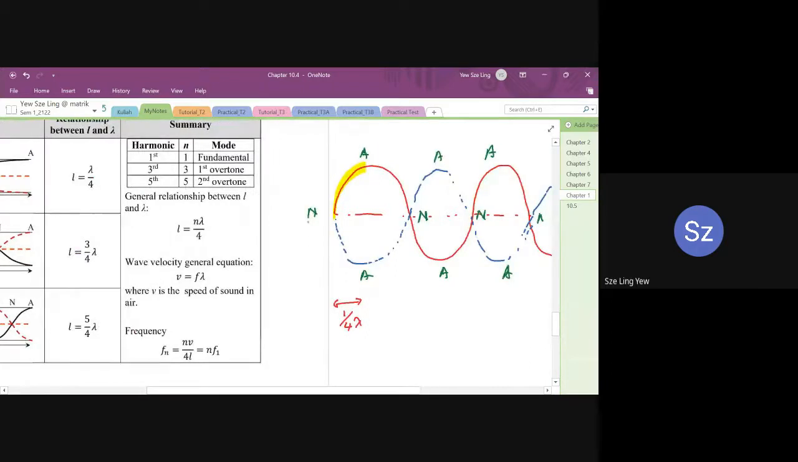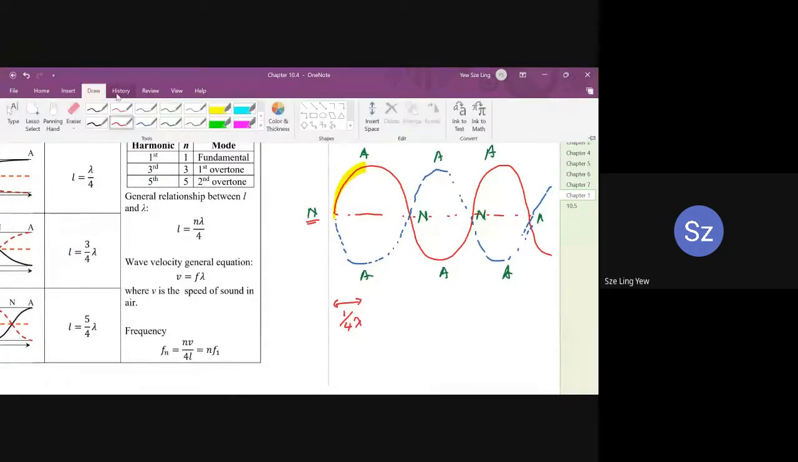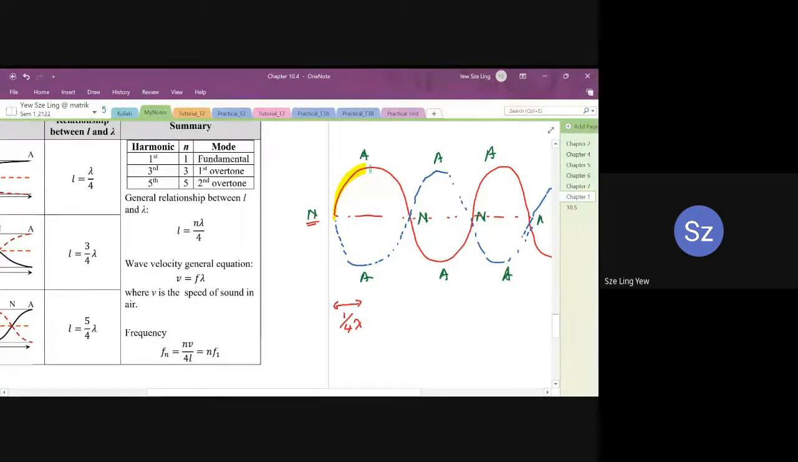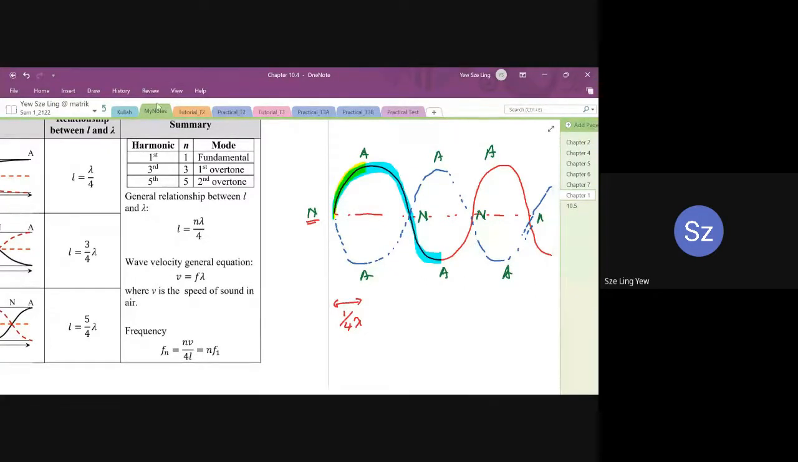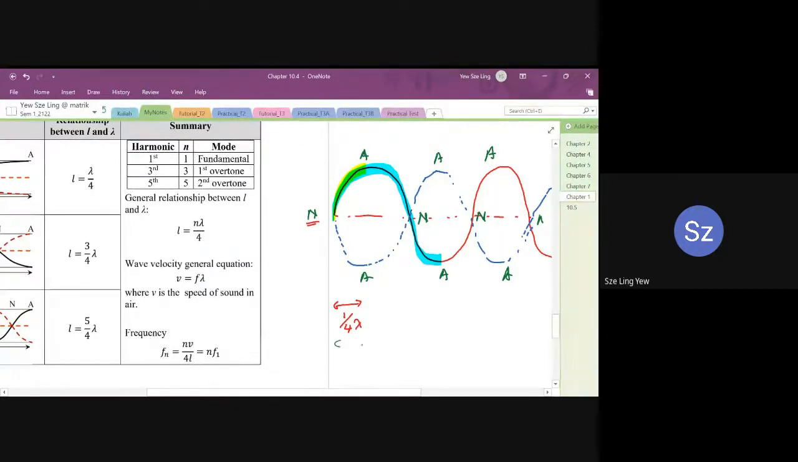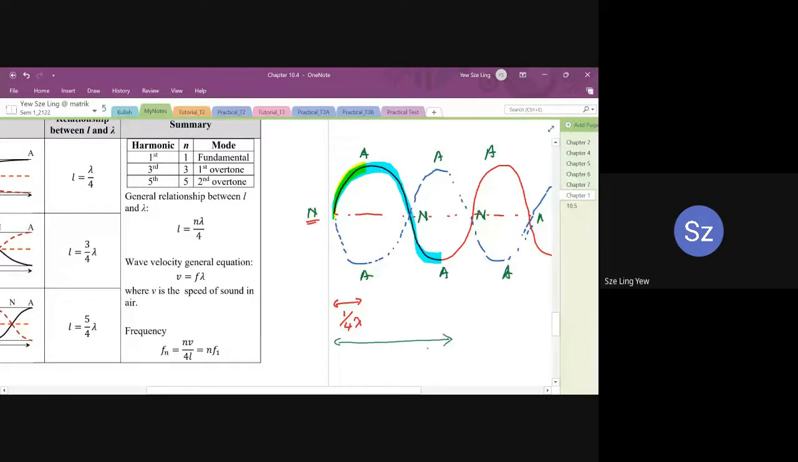Now you start from a node here, and then you look at the following antinode. The next antinode would be here. Therefore, based on the diagram, the second time that I can obtain one node and one antinode is when it happens at 3/4 wavelength. The second time I can get a node at one end and an antinode at the other end is when the length equals 3/4 lambda.